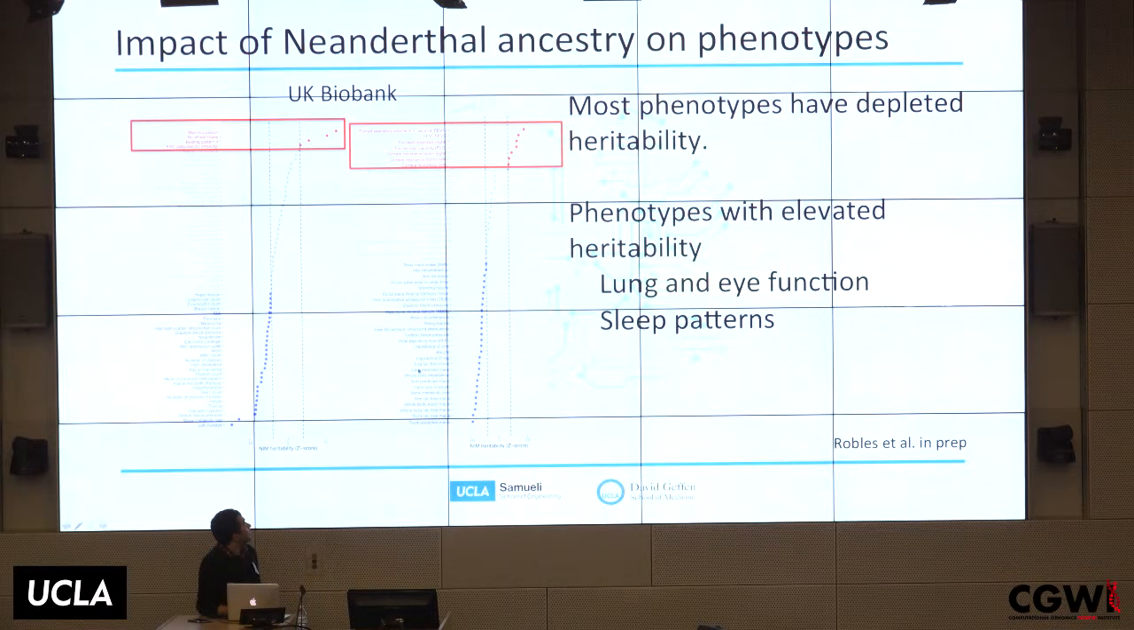A general observation is that for most phenotypes that we see, there is less heritability than you'd expect. And that is very likely due to, again, these alleles being deleterious. What is more interesting is that there are a subset of phenotypes, lung and eye function and sleep patterns, which have elevated Neanderthal heritability.